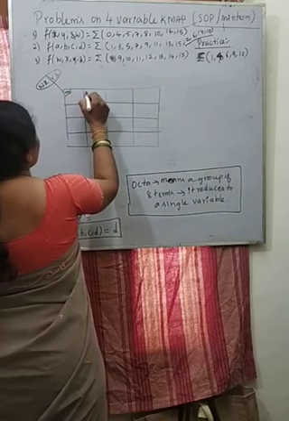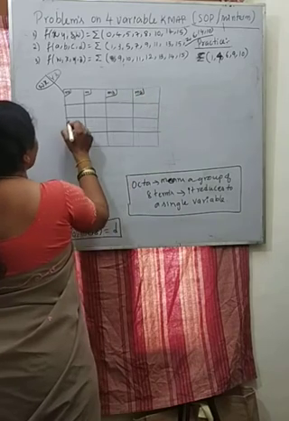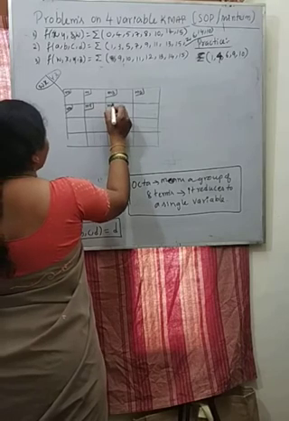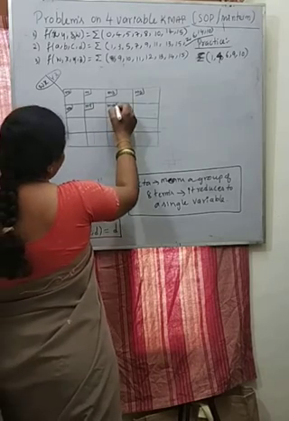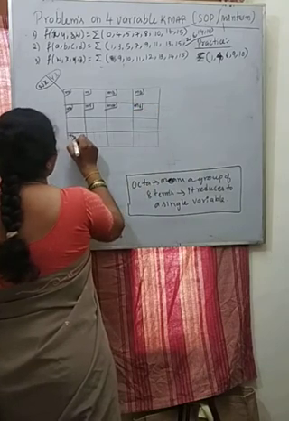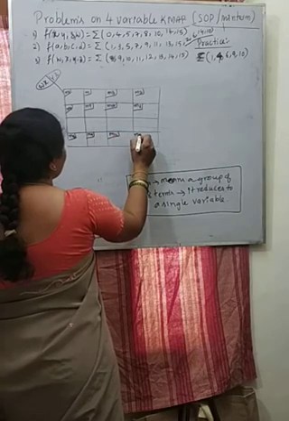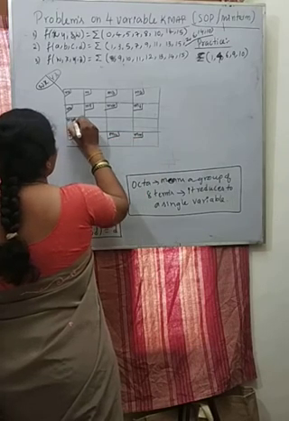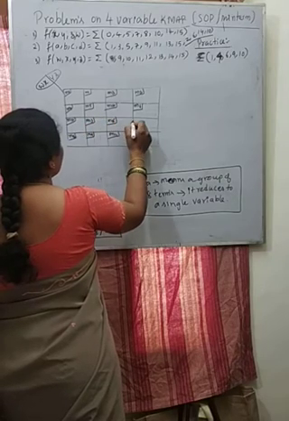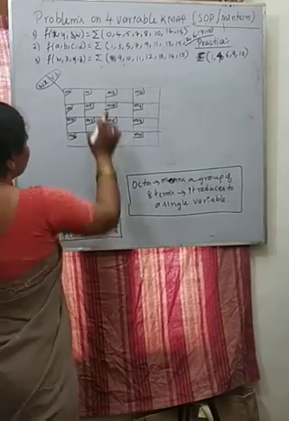M0, M1, M3, M2, M4, M5, M7, M6, M8, M9, M11, M10, M12, M13, M15, M14. What are the values present here?